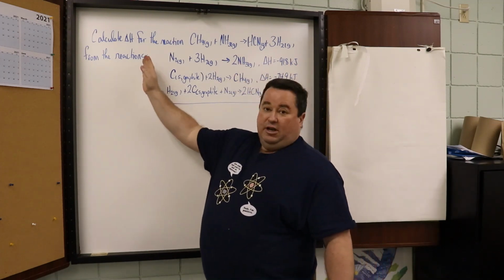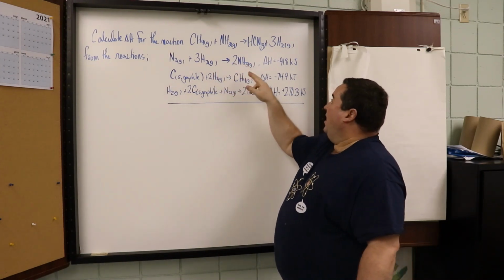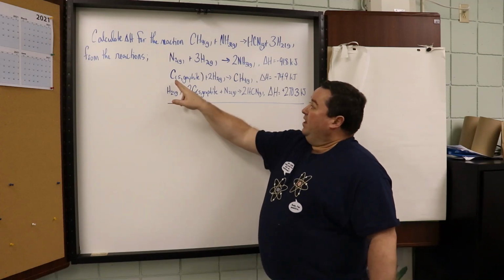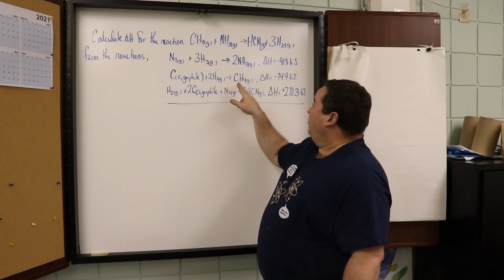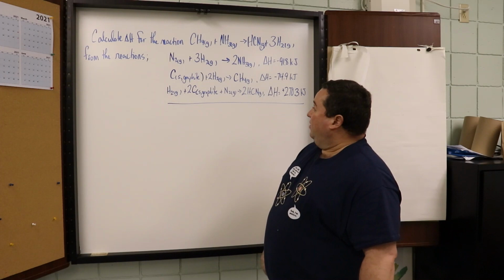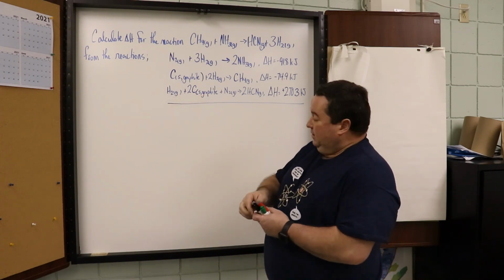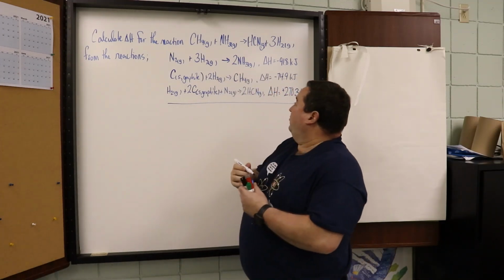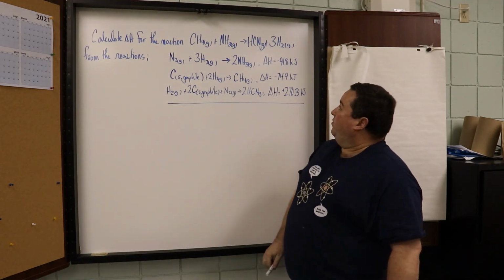The equations that you're given are N2 gas plus 3H2 gas produce 2NH3 gas. Delta H for this is negative 91.8 kilojoules. Carbon as a solid graphite plus 2H2 gas produce methane gas. Delta H is negative 74.9 kilojoules. And hydrogen gas plus 2 carbon solid graphite and N2 gas produce 2 HCN gas. Delta H is positive 270.3 kilojoules.